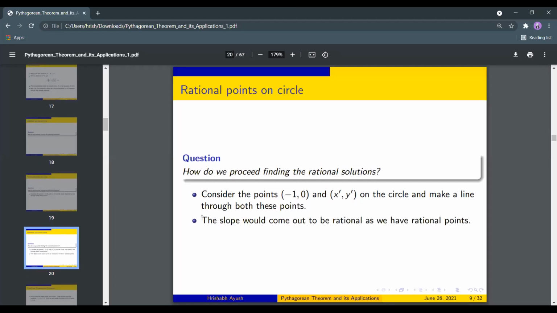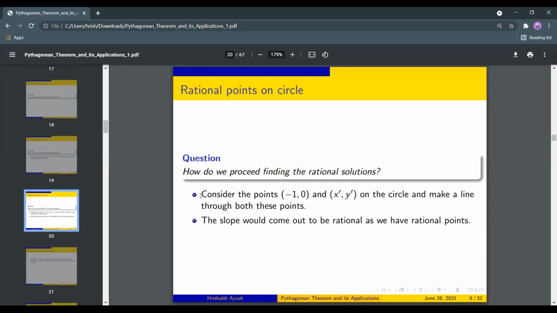So the slope would come out to be rational as we have rational points. And this -1, 0, I used it because when you find the slope with the point x prime, y prime, you get y prime minus (-1) by x prime minus 0. So does that make sense? Yes. Okay, so does anyone have any doubt why I chose the point -1, 0 and not any other point?